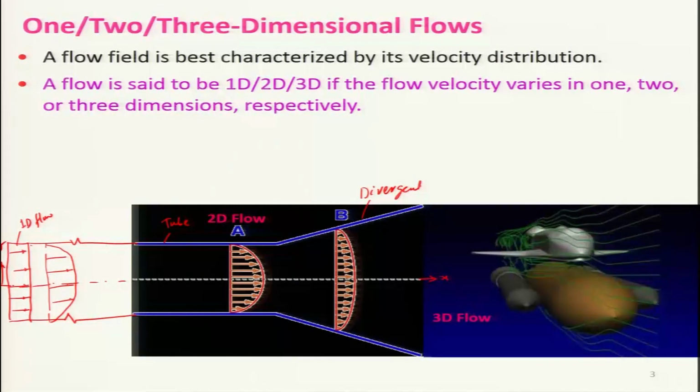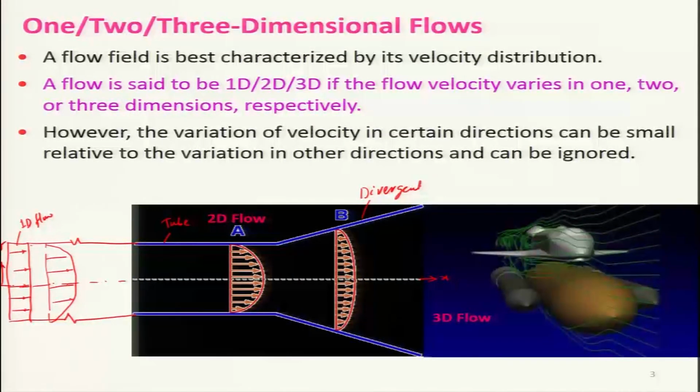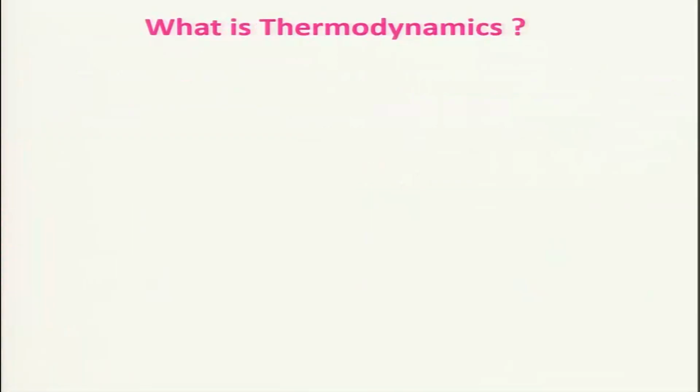However, for our analysis we will be assuming it to be axisymmetric or two dimensional to make things simpler, and we can also produce two dimensional flow in the laboratory and in certain devices. However, the variation of velocity in a certain direction can be small relative to the variation in other directions, and hence can be ignored and considered to be either two dimensional flow or one dimensional flow. Inherently, flow is three dimensional.